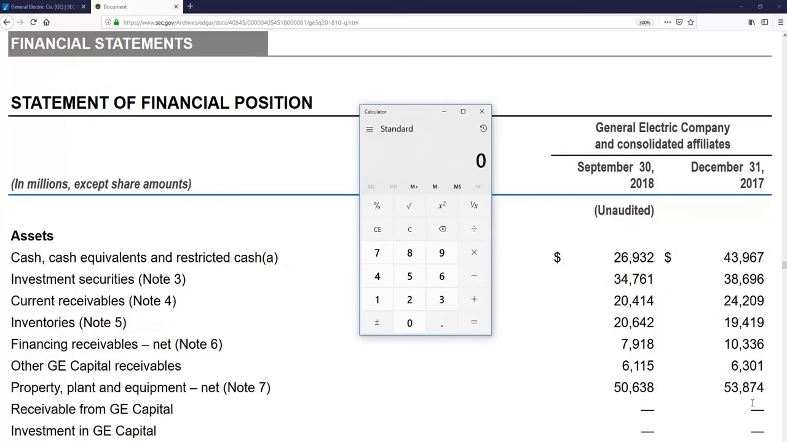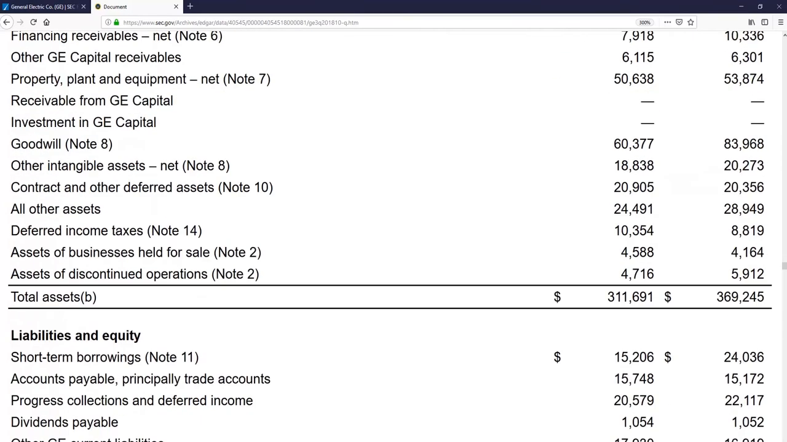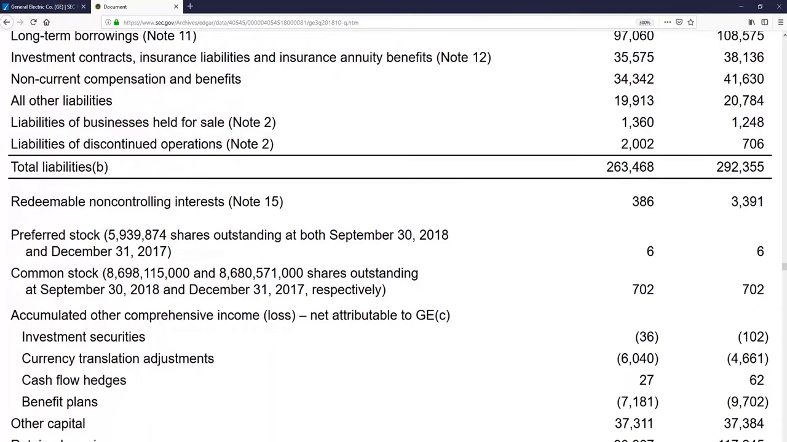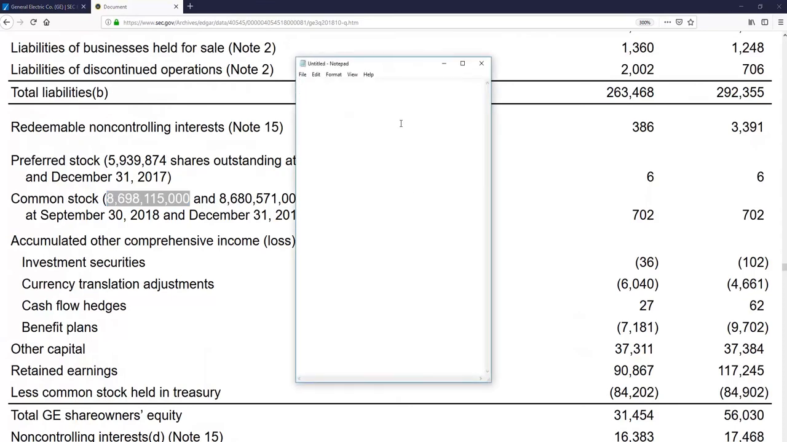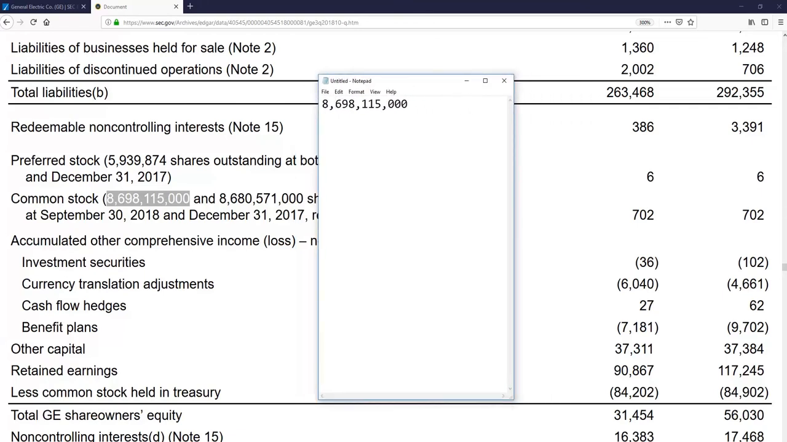And first things first, what we're going to do is find out exactly how many shares. Alright, here we go. Common stock. Alright, so we have 8698115 shares of common stock in which we are common shareholders. So that's 8 billion shares. Alright. And so everything we do is going to be based on that number.